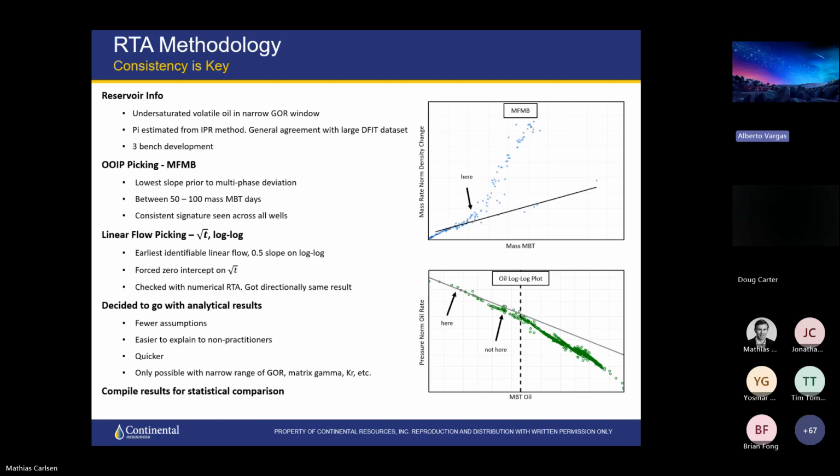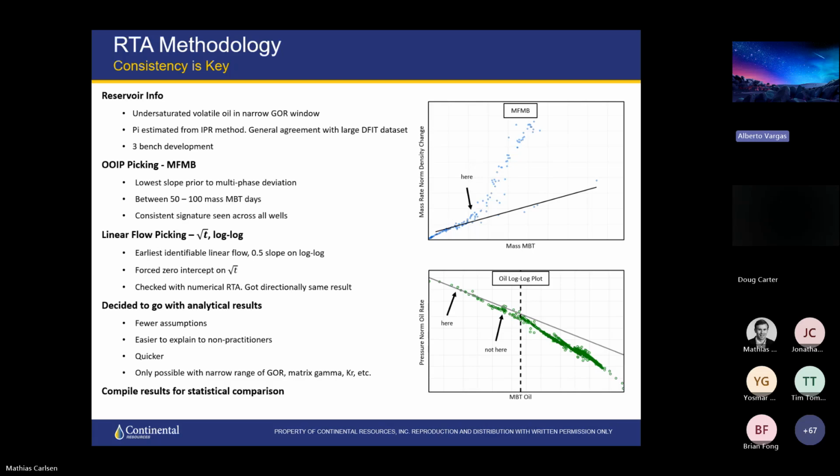On the linear flow picking, I made an effort to pick the first identifiable linear flow using the log-log diagnostic plot and the square root of time. I also forced a zero intercept, and I did check these LFPs with numerical RTA, and I got directionally the same result. I decided to go with the analytical results in the end just because there's fewer assumptions that go into it. It's easier to explain to non-practitioners, and it's nice to be able to pull up the plots and see the differences in the wells. It's quicker for me to do, but again, it's only really possible when you have a narrow range of GOR and other nonlinear effects like gamma and rel perms.